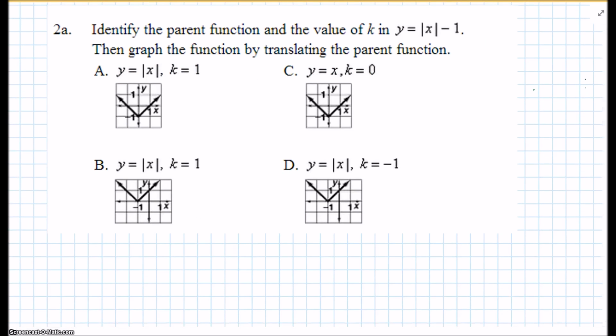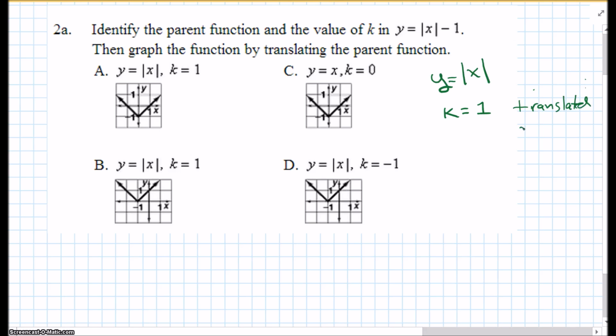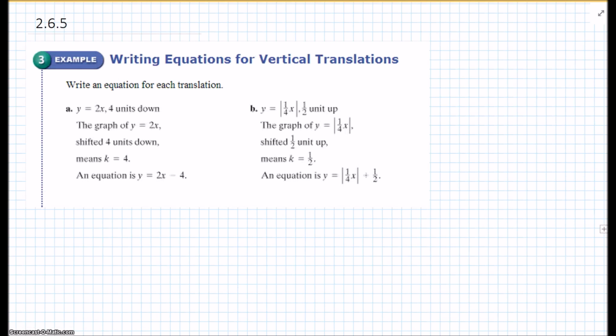Identify the parent function and the value of k for y equals the absolute value of x minus 1. Okay. So the parent function would be y equals the absolute value of x. And the value of k is going to be a positive 1 translated down. Okay, remember it's a positive number translated down. So it looks like our answer would be A. Going on to the next example.